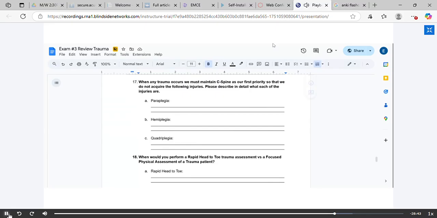'17 is talking about C-spine and different kinds of injuries that occur from C-spine problems. So paraplegia, your paraplegia is going to be when you have, hang on a second, I'm reading this, hang on. Hemostats, let me see here. This is on our thing.